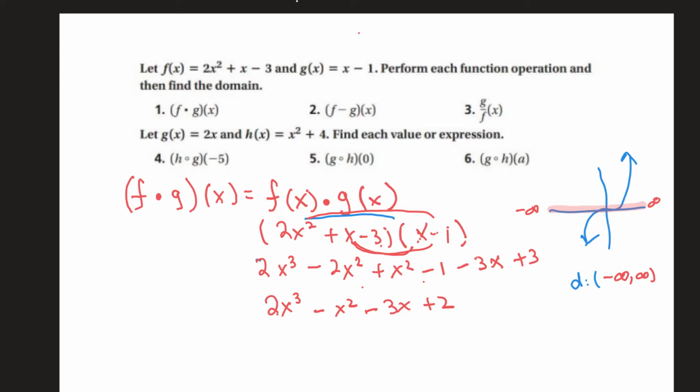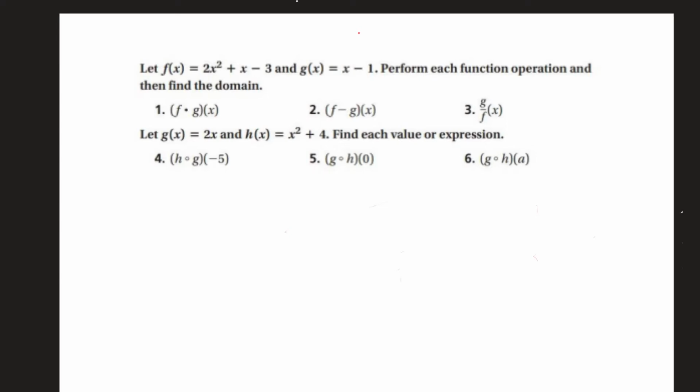So what I did here today is I multiplied 2x squared plus x minus 3 times x minus 1, okay? So in your homework, you have to show your steps. We're going to go on to number 2. So I'm going to go ahead and pause. We're going to go ahead and do number 2.